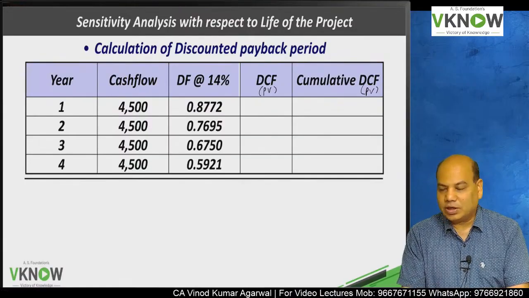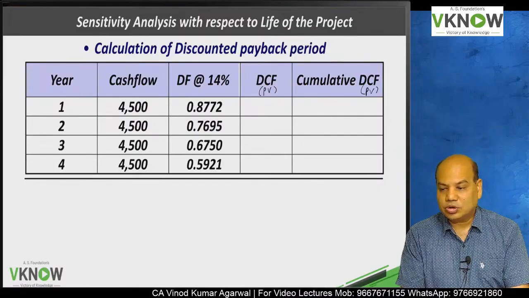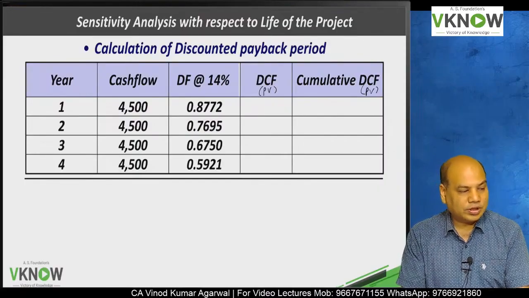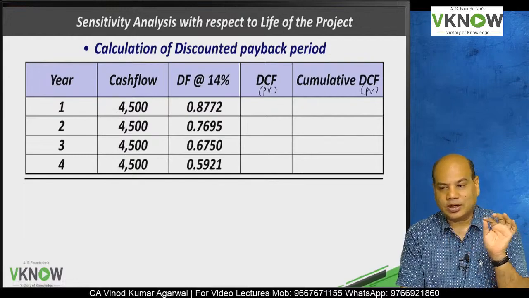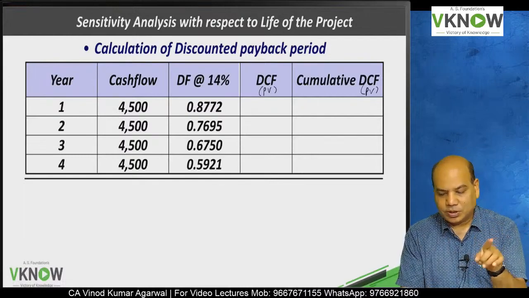This time I can't apply the 1-4 annuity factor because then we'll not get to know what the discounted payback period is. For discounted payback period we have to write separately for each year. Now please multiply.